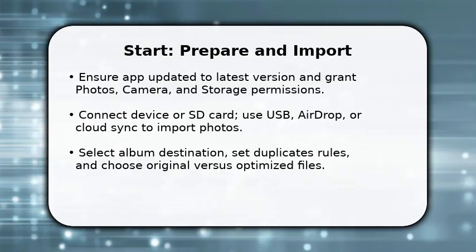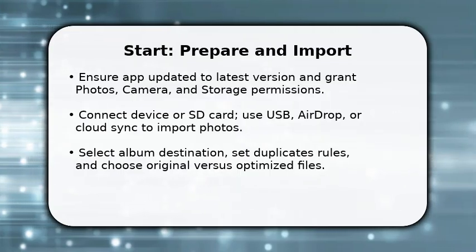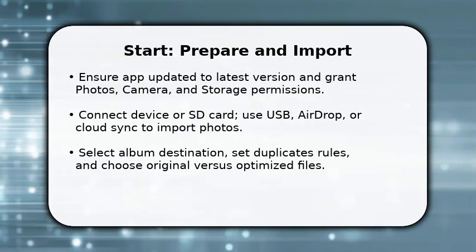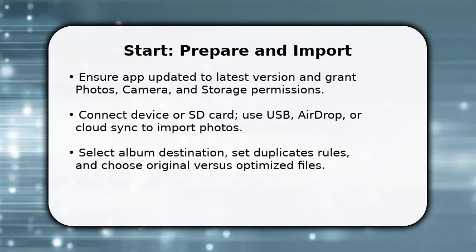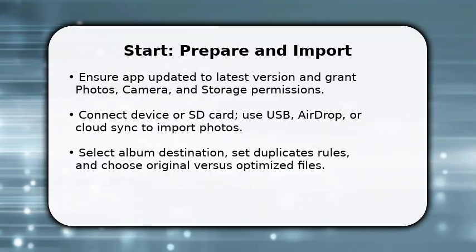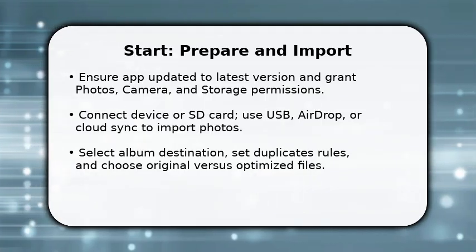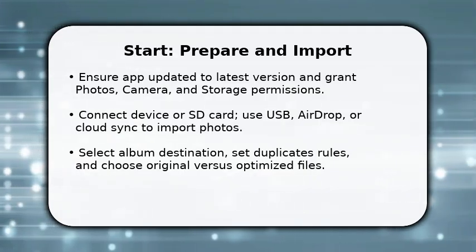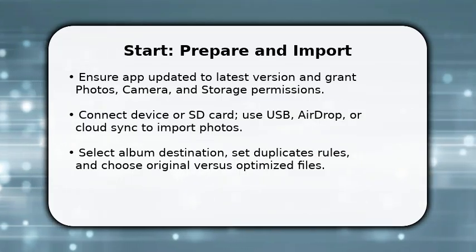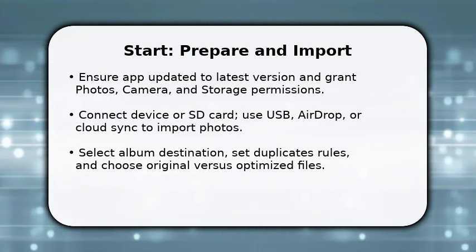You'll begin by confirming the app is updated and has permissions. This avoids interruptions during import. Connect your device or insert the SD card, then choose the fastest transfer method, USB for large batches, AirDrop or cloud for wireless convenience. Once connected, pick an album destination and set the duplicate handling rules so you don't accumulate copies. This first step both organizes and protects your originals, so make those choices now and start importing immediately.